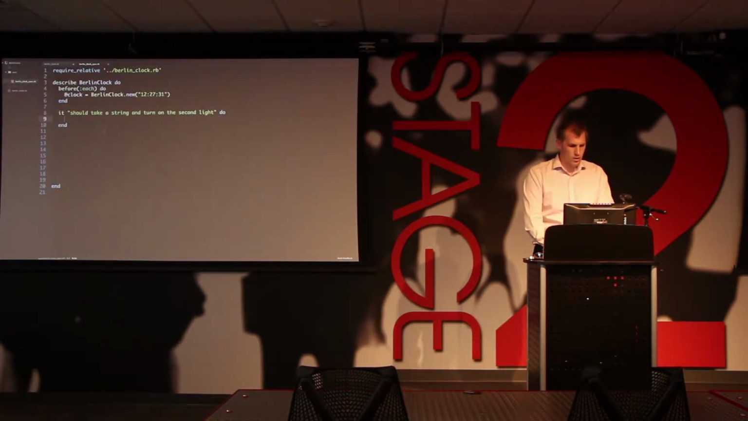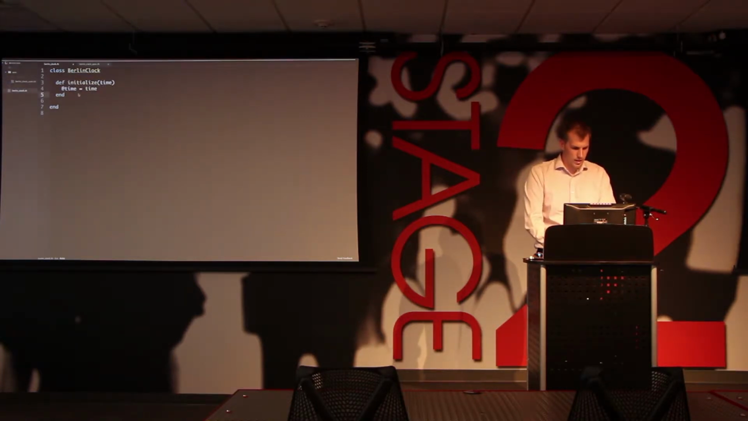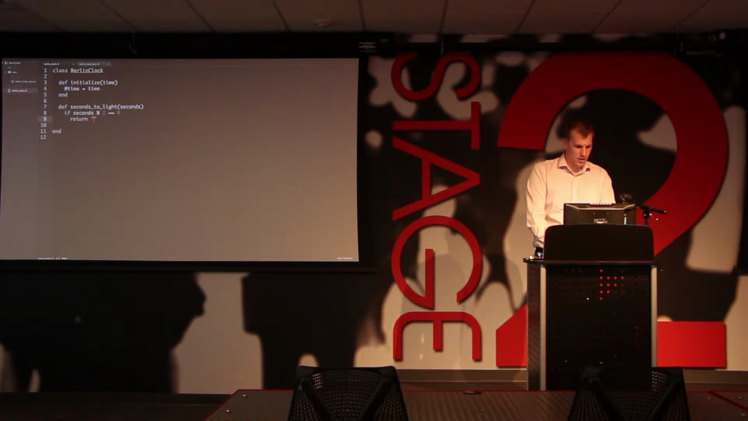Oh, yeah. And then I want to take the string, and so I need to build a thing that does that. So I'll do seconds to light, and I'll have it take a seconds argument. And it will take the seconds, and if seconds modulo 2, excuse me, what is that operator called? Modulo. Modulo, yeah. It's the division remainder operator. Seconds % 2 equals 0, I'll return light off. And then else return light on.